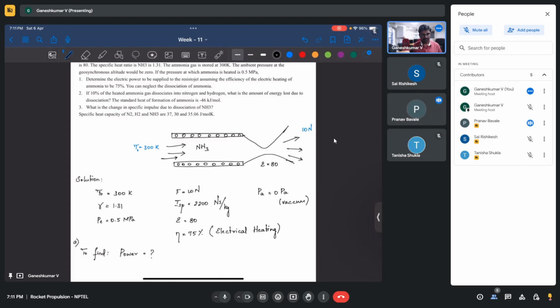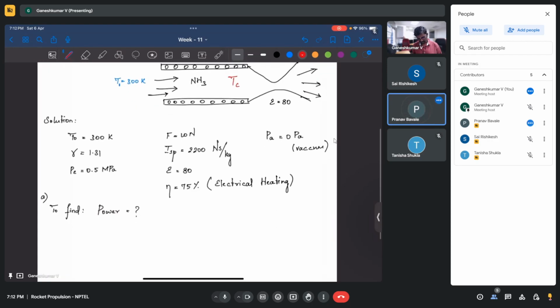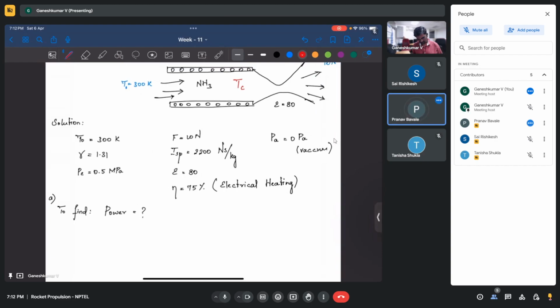So here we are actually heating the ammonia from 300 Kelvin to some final temperature, so that it gets pressurized at 0.5 megapascal. So it goes from T1 to Tc. That means with 0.75 efficiency, the heat required, so the amount of energy required to heat the ammonia gas from T naught to Tc. That is absolutely right.